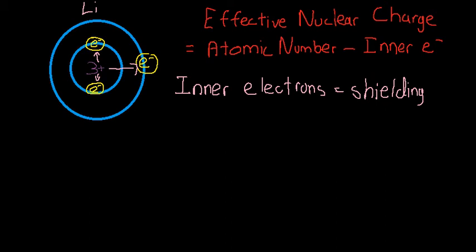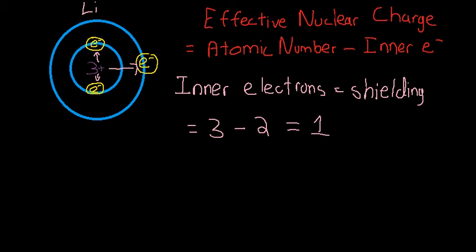As far as the equation goes, the atomic number of lithium is 3, and the number of inner electrons we can see from the diagram on the left would be 2. So the effective nuclear charge of the lithium atom would just be 1. So this outer electron just feels a net charge of plus 1.